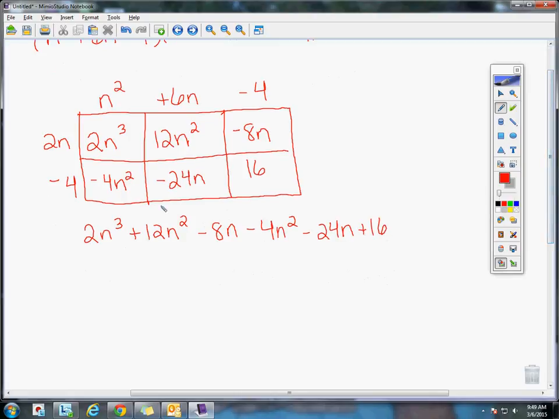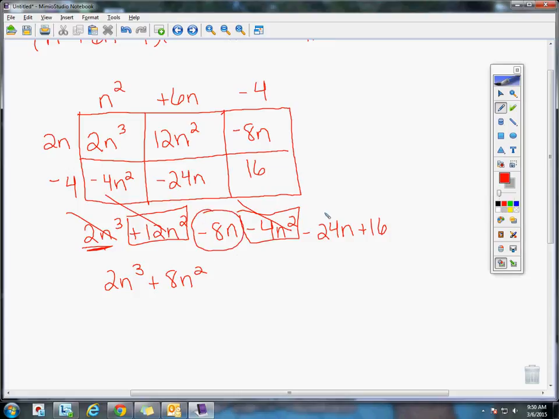And we're going to go ahead and combine like terms. So I have a 2n cubed. Nothing else to combine with that, so I'm done with that one. I have a 12n squared and a negative 4n squared. 12 minus 4 is 8, so I have 8n squared. I have a negative 8n and a negative 24n. Negative 8 and negative 24 is a negative 32n. And this last little guy that I have here is just a positive 16. Nothing else I can combine because that's a cubed, that's a squared, that's an n, and that's a constant. So this right here is my final answer.